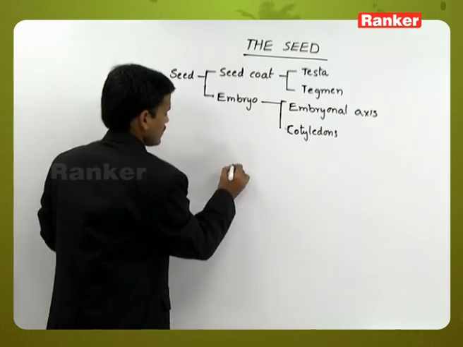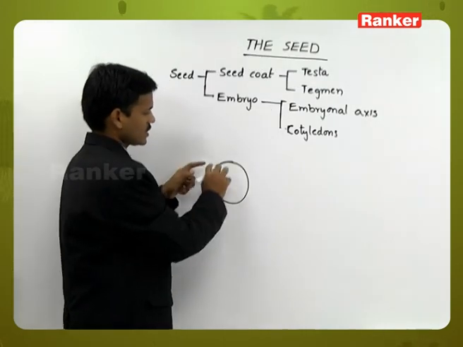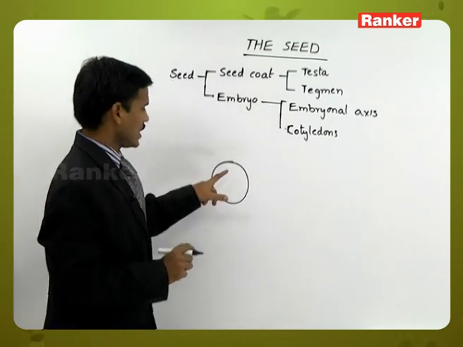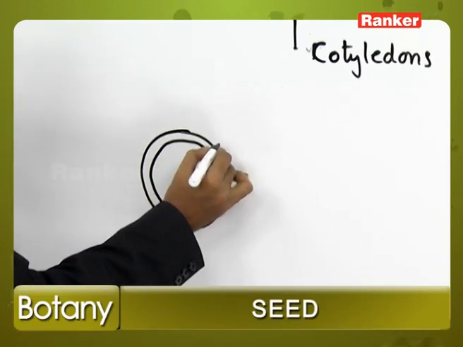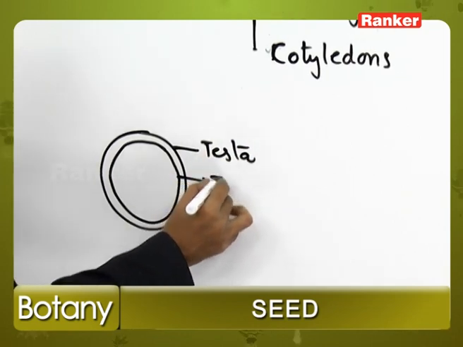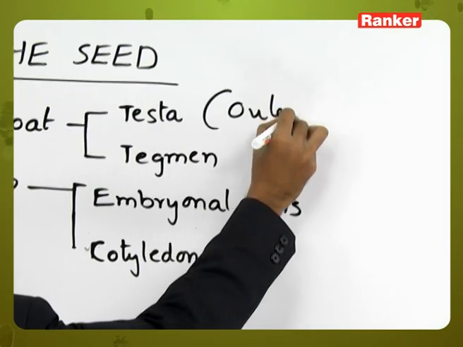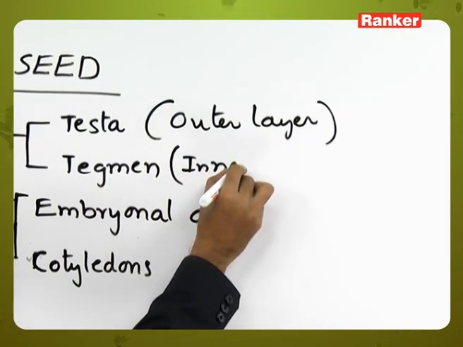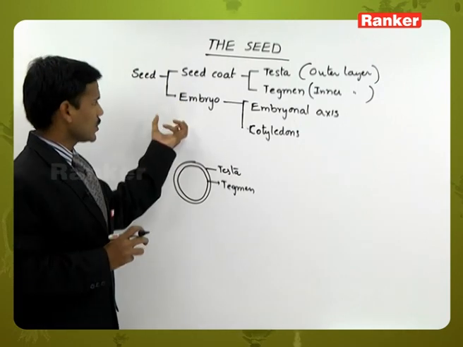Here it is the seed, and the seed has the seed coat. Sometimes it is hard, sometimes it is very thin, and it has two layers, an outer layer and an inner layer. The outer layer is called the testa and the inner layer is called the tegmen. And inside the seed coat, the embryo is present.